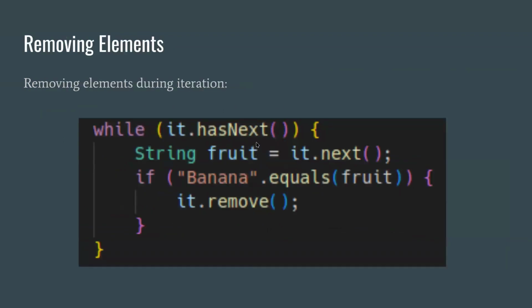Removing elements. Iterators also allow us to safely remove elements from a collection while iterating. So in this example, we can remove banana from our fruit list as we come across it by calling the remove method. Once you do this, the list will no longer contain banana. So this method avoids the concurrent modification exception that would occur if we try to modify the list directly during iteration.